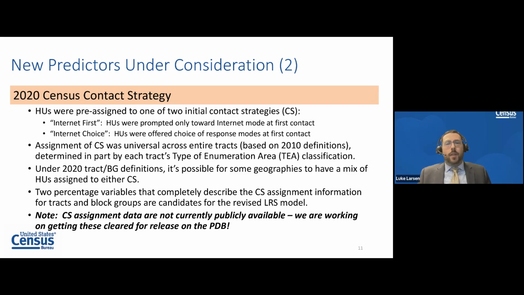The next class of variables has to do with the contact strategy that was assigned to tracts and block groups for Census 2020. Housing units were pre-assigned one of 2 contact strategies, depending on which tract they were in, either internet first or internet choice. And the assignment of contact strategy was universal across the entire tract based on the 2010 definitions. But then when you crosswalk those to the 2020 definitions, you end up with some tracts and some block groups where they have both types of housing units.